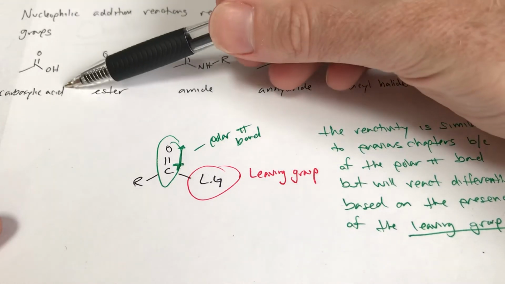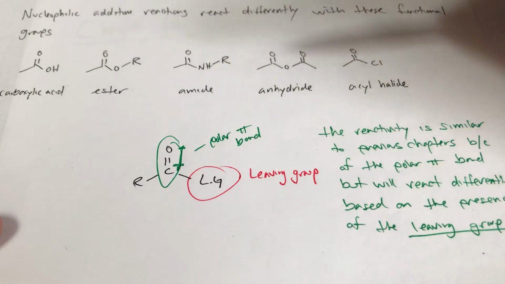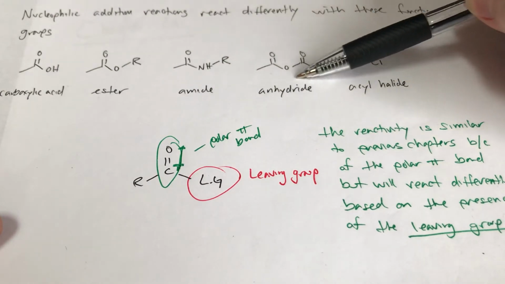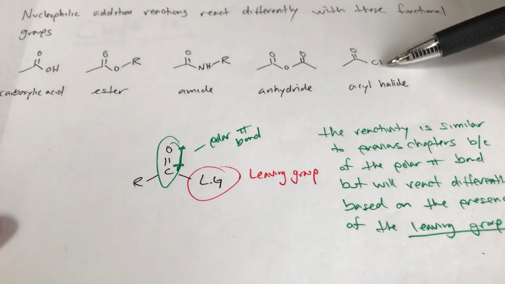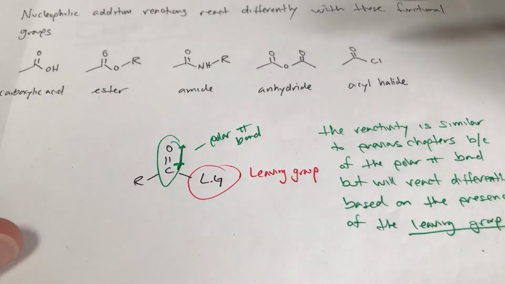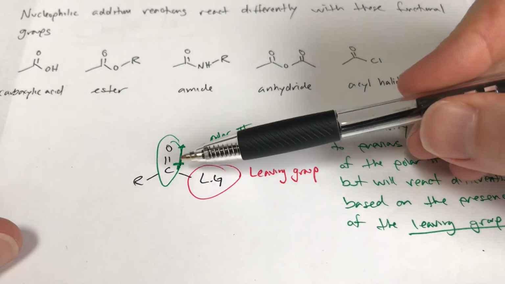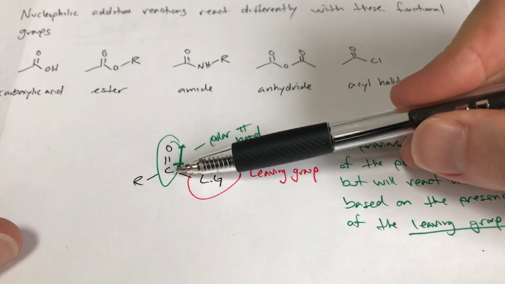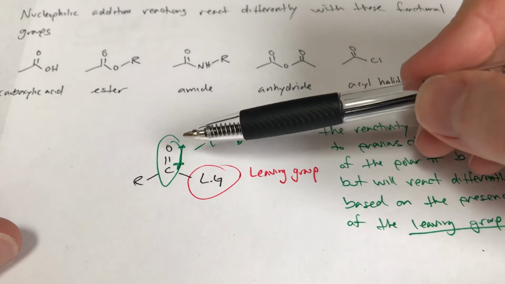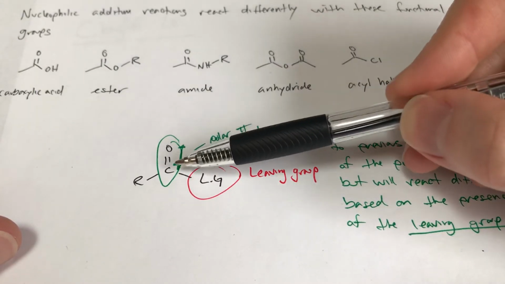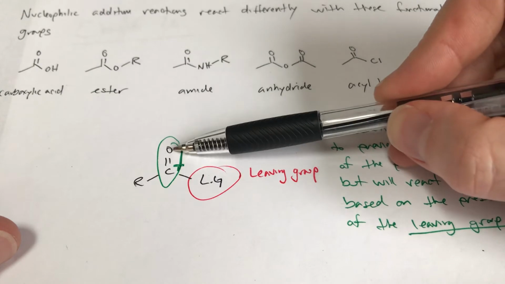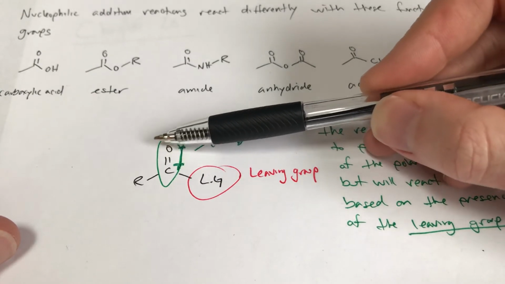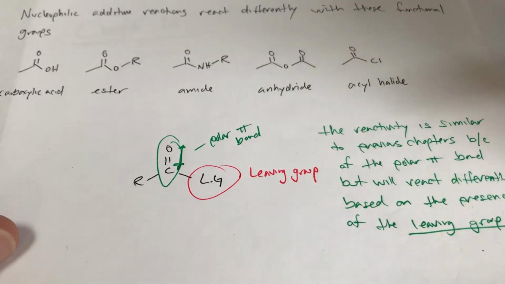So from a carboxylic acid, which we've seen before, to an anhydride, which is relatively new, or an acyl halide, which is new as well. What they all have in common is the polar pi bond part, right? So it's going to react similar to what the reactions have been so far. A carbon with a partial positive, an oxygen with a partial negative. We can break that double bond. That still happens in this chapter, in this mechanism.